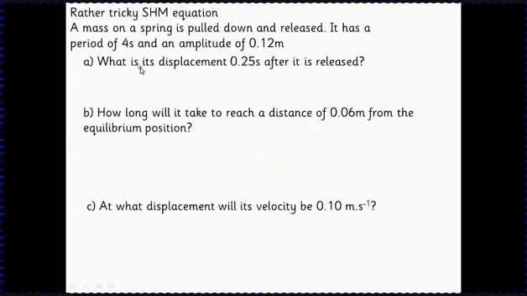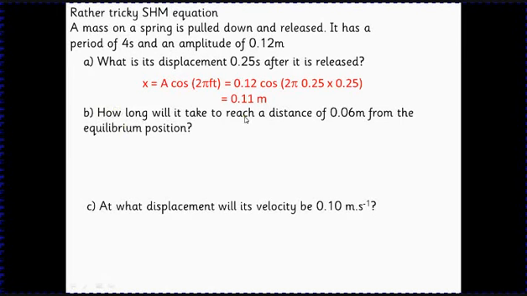Okay, some slightly trickier ones. So this time we've got a mass pulled down. It's got a period of 4 seconds and an amplitude of 0.12 meters. So its displacement 0.25 seconds after it's released. Well, now we do need the equation x equals a cos 2 pi ft. Here's our amplitude, 0.12 meters. Cos of 2 times pi times the frequency. Well, we've got a period, so we need to do 1 over 4, 0.25, and then times t, 0.25. This gives us a displacement of 0.11 meters.